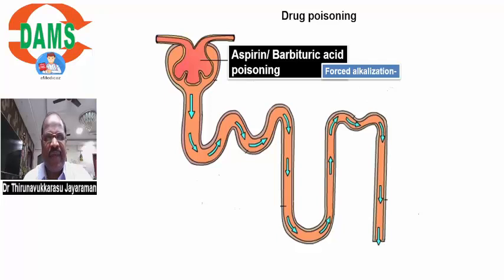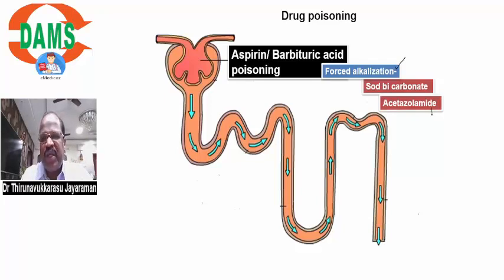So in this question, alkalization of urine is done for treatment of overdose of weakly acidic drugs like acetylsalicylic acid or barbituric acid. Another important point: alkalization of urine can be done by injecting sodium bicarbonate, or we can also use a diuretic called acetazolamide. Acetazolamide causes loss of bicarbonate in the urine, and thereby it is useful to alkalize urine. So the question can be, which is the diuretic useful for making urine alkaline? Think of acetazolamide.